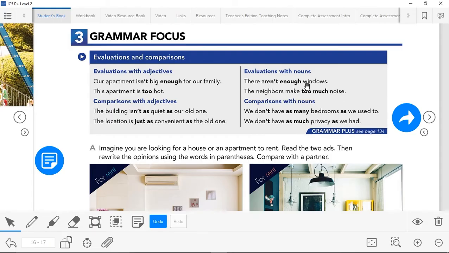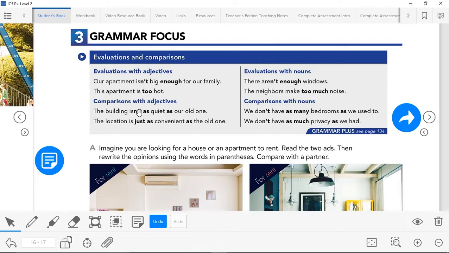So remember, enough for countable nouns, too much, and enough too for uncountable nouns. We use too many for countable nouns too, okay? We can say there are too many windows in this house, and this is an evaluation, okay? Then we have the comparisons.